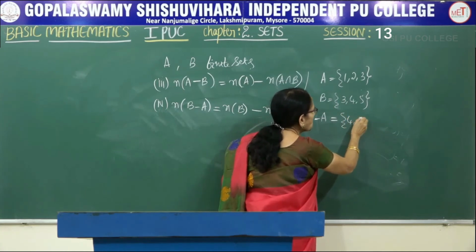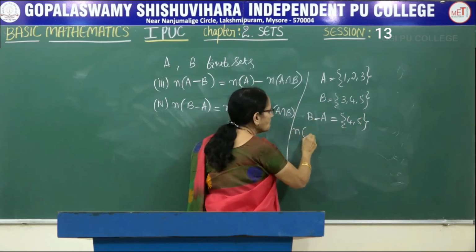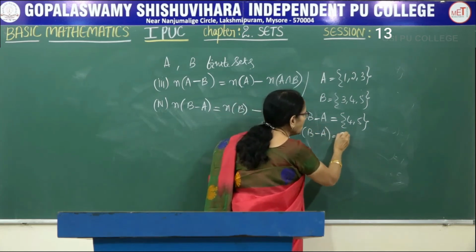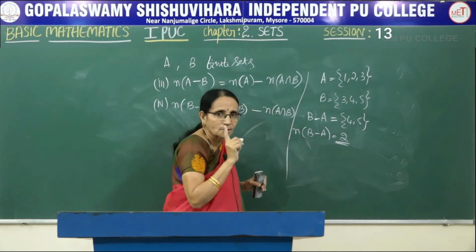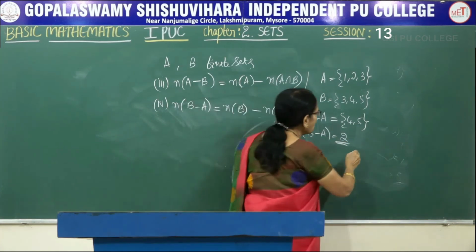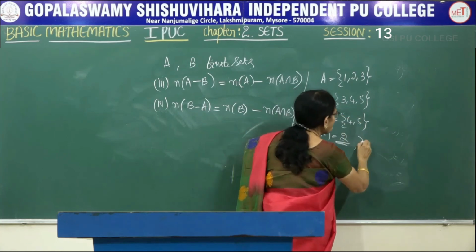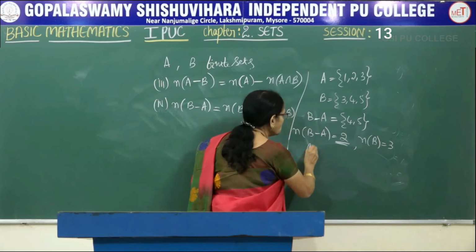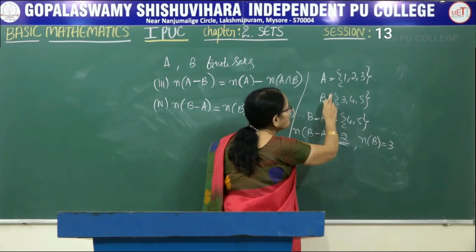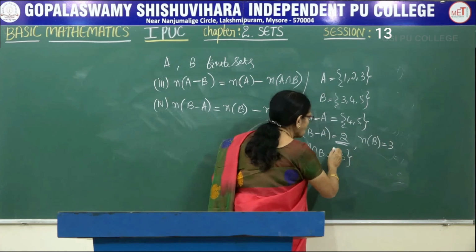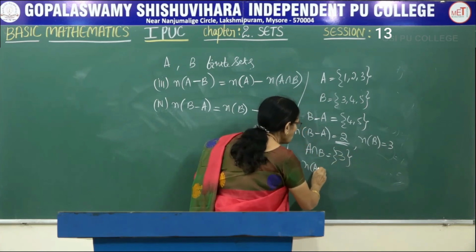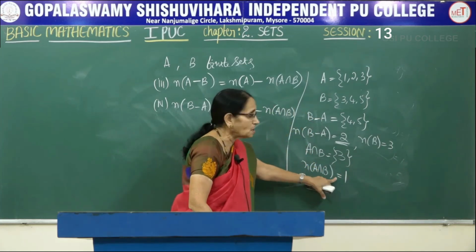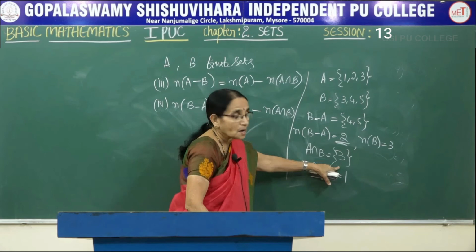That means 4, 5. Now take the number of elements. This is giving the set in the roster form. I am finding the elements. How many are there? B minus A also has 2 elements. Now n of B is having 3 elements, and then what is A intersection B? A intersection B is again a singleton, and what is n of A intersection B? That is 1. So n gives the number, and A intersection B gives the elements here.